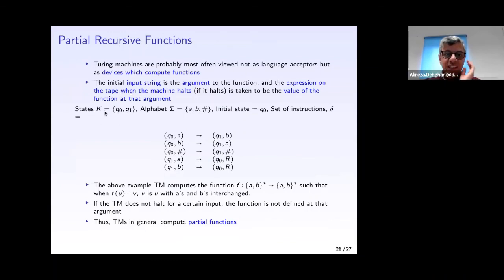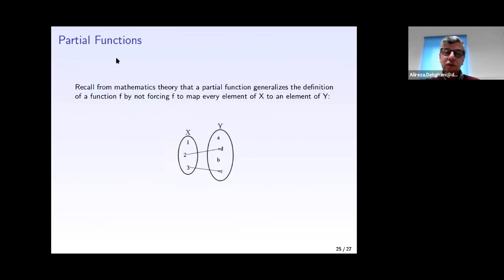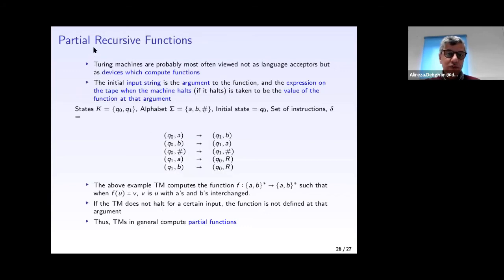Imagine this machine. The above example computes a function f(u) = v, where u is the input and v is the output, and what is applied to that string is changing A to B to get new values. If the TM does not halt for a certain input, that means the function is not defined for that argument. That's the partial function. A partial function may not be defined for some input values. So that's the story of the Turing machine when we look at it as a computer.